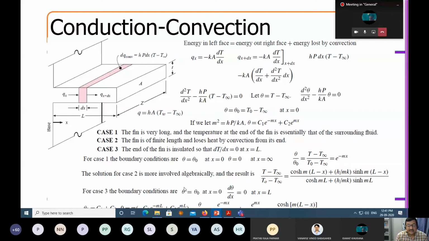What is a Robin boundary condition? θ equal to θ0 plus dθ/dx, say, suppose at x equal to 0, that is called a Robin boundary condition. So there are three types of boundary conditions that are possible.